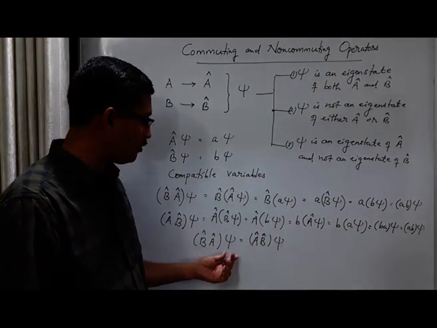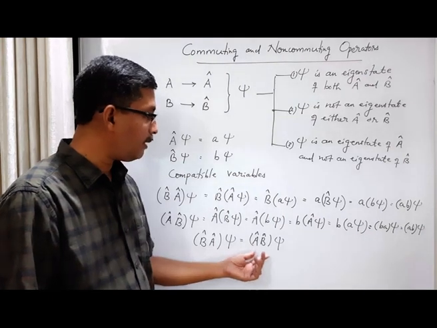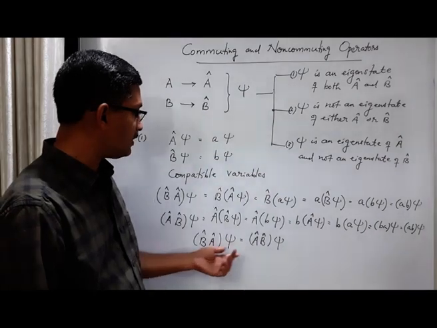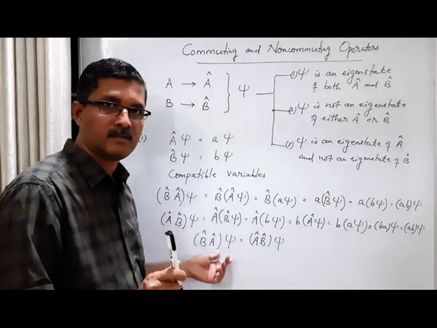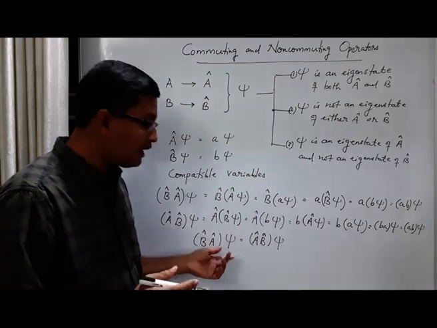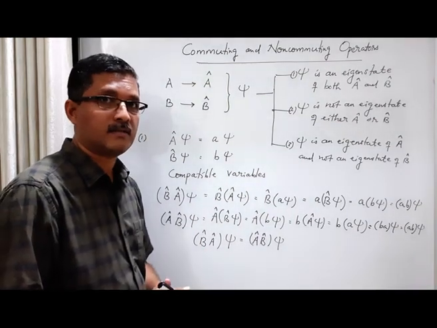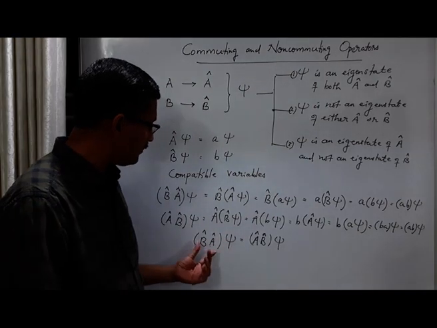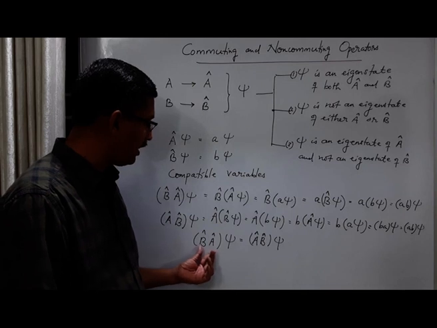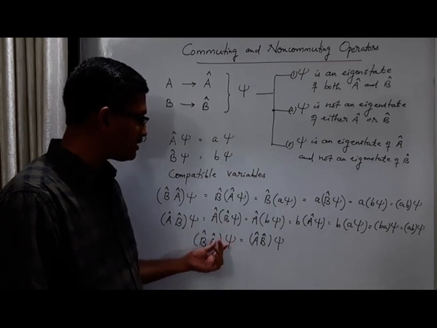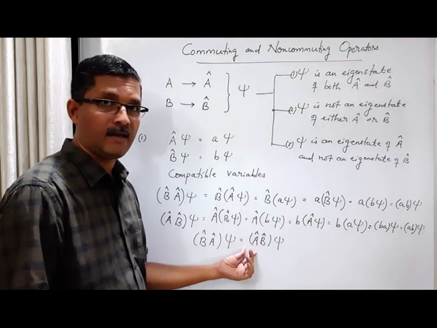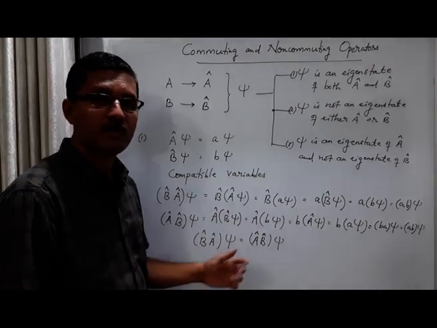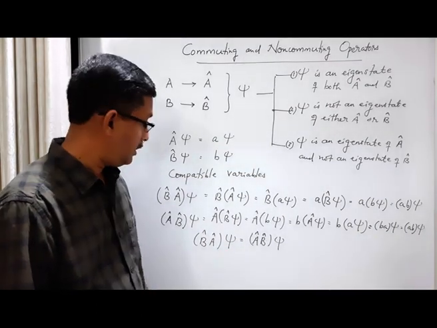Okay, BA acting on the eigenstate psi is equal to AB acting on the eigenstate psi. We need to be careful here. We have written this equation for one eigenstate. This may not be true for the next eigenstate of A and B. So for one eigenstate, we have seen that the sequence BA, A first and then B, gives the same result as B first and then A. From this we cannot conclude that BA is equal to AB. That's the most important point.